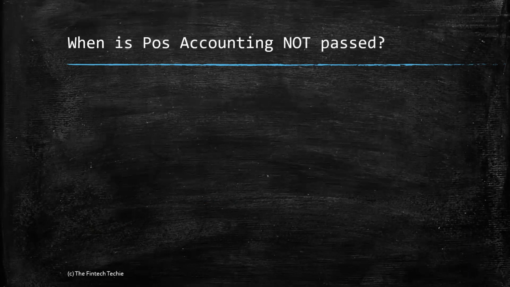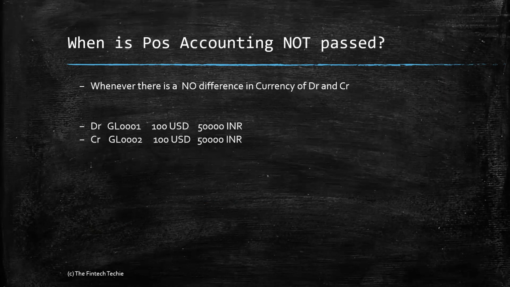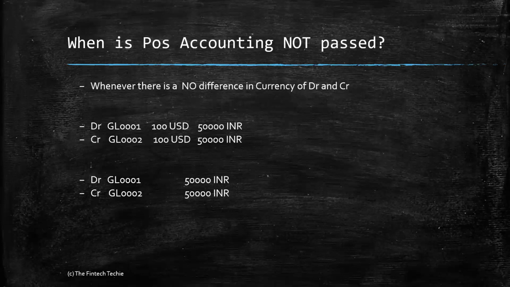So let's first understand when is position accounting not passed. Whenever there is no difference in currency of the debit and the credit in an accounting, position accounting will not be passed. So let's take an example where we are debiting GL1 with 100 USD and crediting GL2 with 100 USD. Or when we are debiting GL1 with 5,000 INR and crediting GL2 with 50,000 INR.